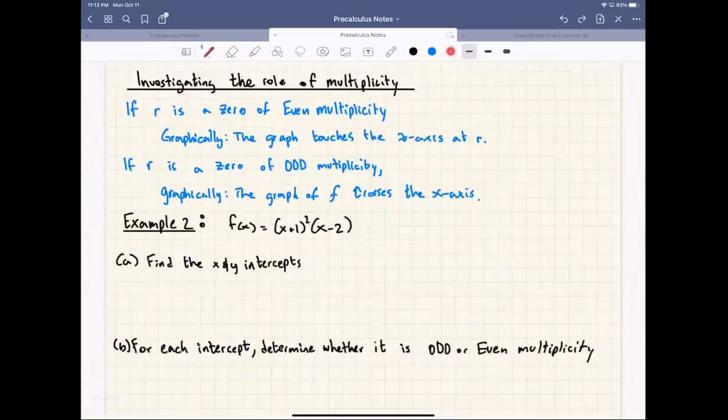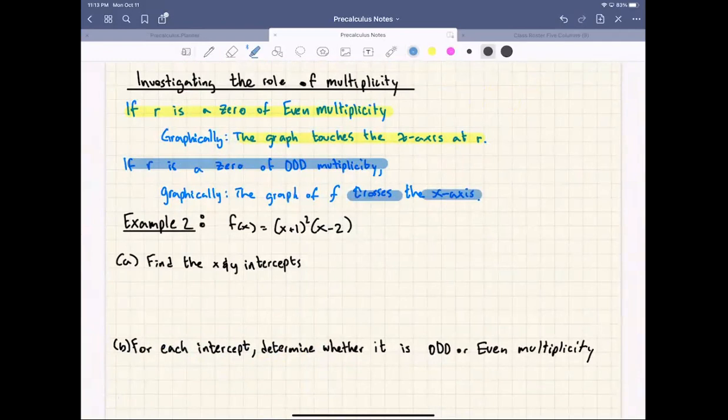Investigating the role of multiplicity. I just said this, so you're going to write this down. If r is a zero of even multiplicity, the graph touches the x-axis at r. So it's going to be a nice little curve on the line. If r is a zero of odd multiplicity, then it's going to cross the x-axis.